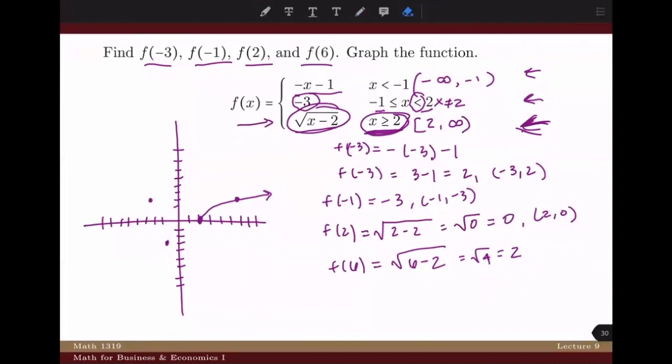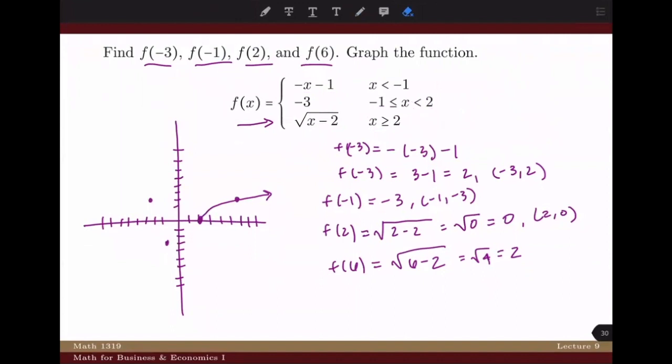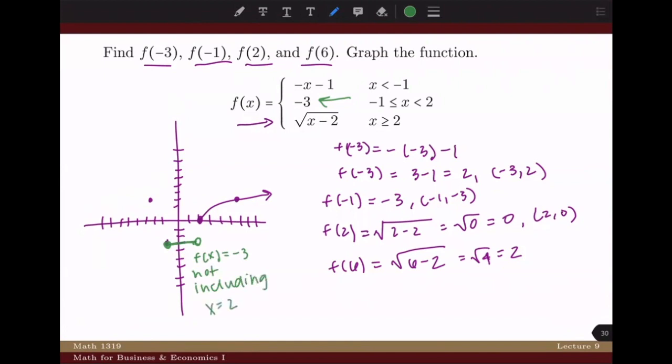Next, I have a constant function, which is f of x equals negative 3. And it goes from negative 1 to 2, but it doesn't include 2. What that means is we are going to leave a hole where the 2 would be. If you did plug in 2, we'd get negative 3. However, we're not including it. So this graph is going to be the constant function f of x equals negative 3, not including x equals 2.